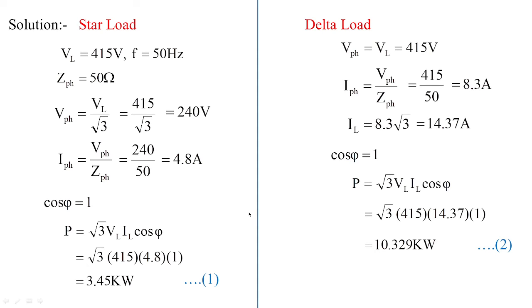Now remember, when the star load is given, the power is 3.45 kilowatts, and when the delta load is taken, the power is 10.329 kilowatts. Now what happens if one of the resistors is removed from the star and delta network?